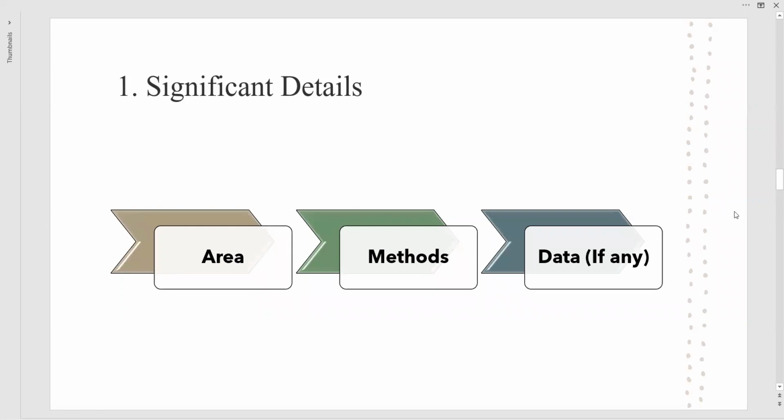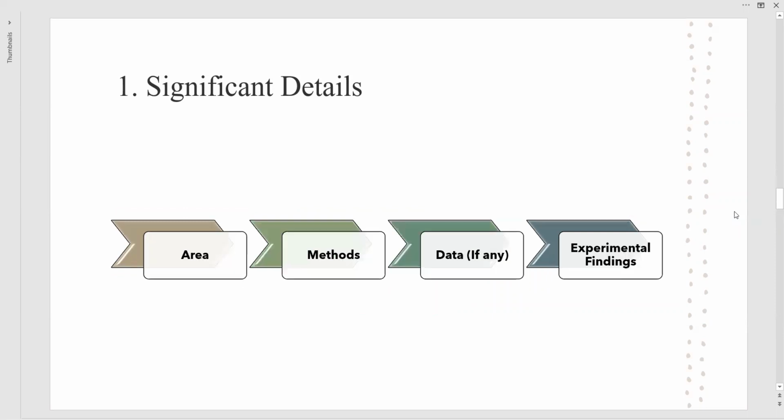Next, data, that is any database or any samples that have been used, if any, because some of the research works might be without normal data like a database or sample. Sometimes it might be a mathematical model also. And the last but not the least, we should know what the results will be, that is the experimental findings that we are going to achieve from our work. If we know these four, this will help us to know all the significant details in our research work.